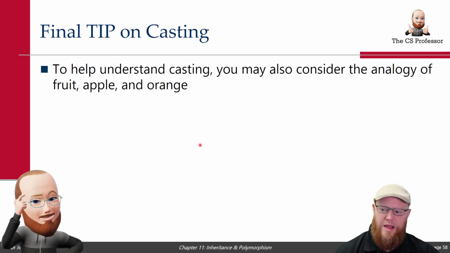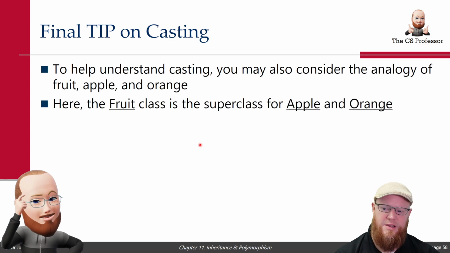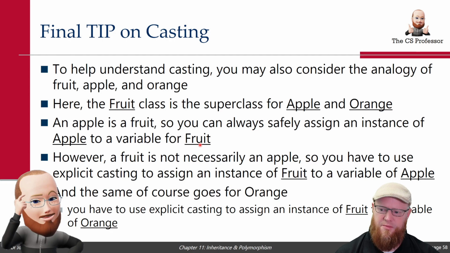So final tip on casting. We want to go through one more example with the fruit class and with apple and with orange. So let me open this up fully. So we have here fruit class. Fruit is a superclass of apple and orange. And apple is clearly a fruit, so you can always safely assign an instance of apple to fruit, right? If you have an apple, you can always assign it to the superclass. You can always assign orange, an instance of orange, to the superclass fruit.